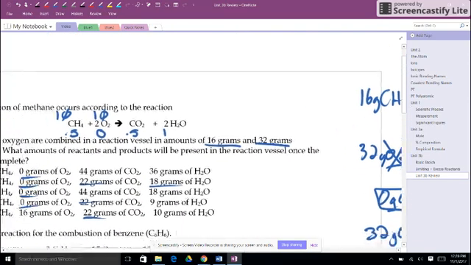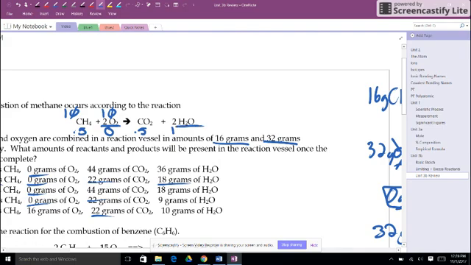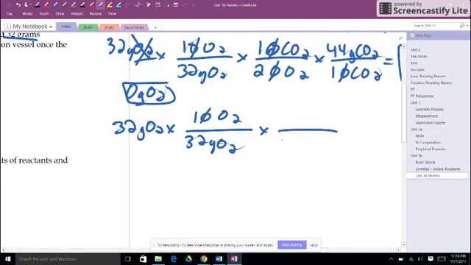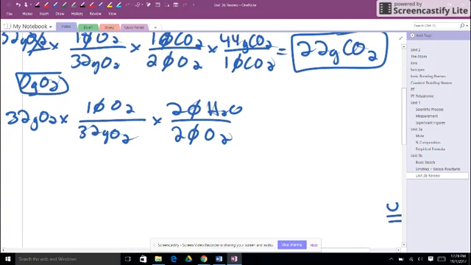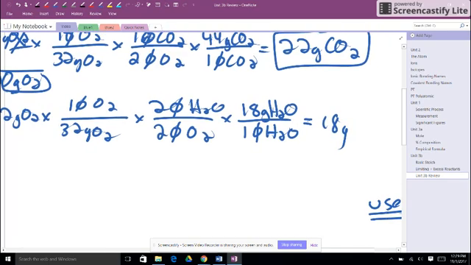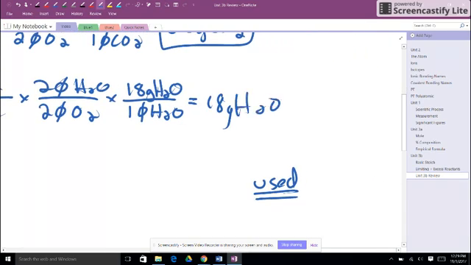The balanced equation again suggested that between water and oxygen, it's a 2-to-2 ratio. So for every 2 moles of O2, we produce 2 moles of water. And then we know that for every 1 mole of water, it's 18 grams of water. So 32 divided by 32 times 2 divided by 2. So we get 18 grams of H2O is also produced at the end of this reaction.